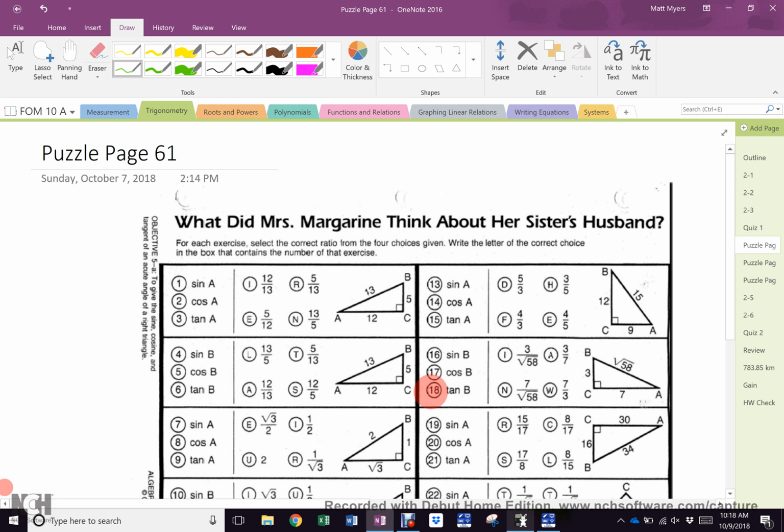Everybody turn to page 61. Yes, Haram. Yes. Did I assign 61? No? Good. All you do is do the math.